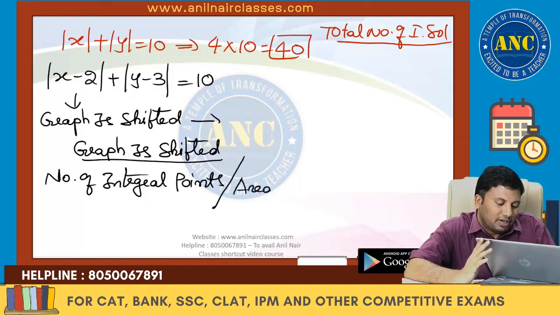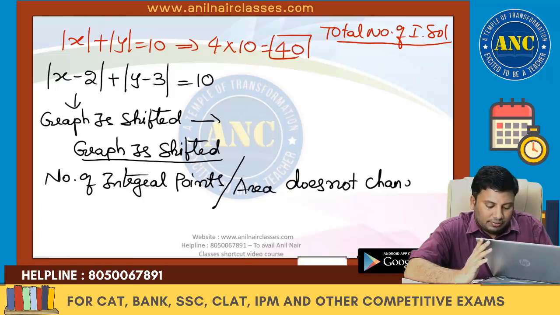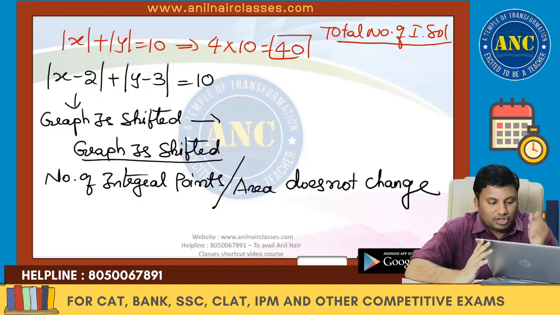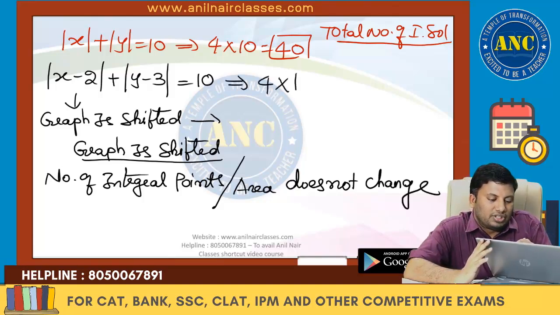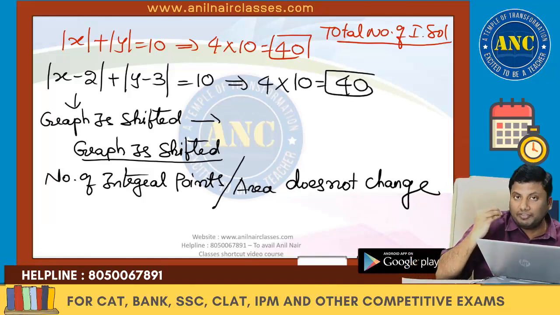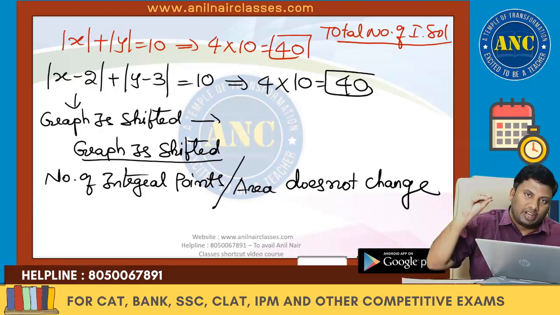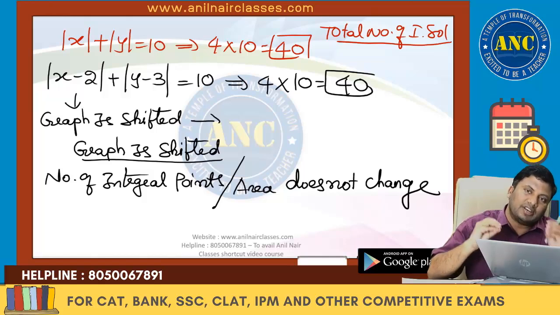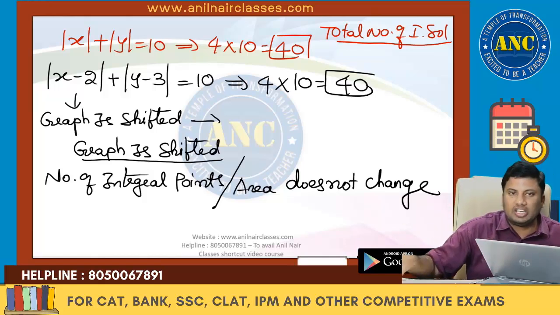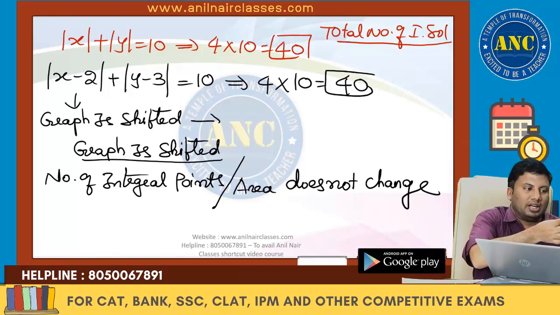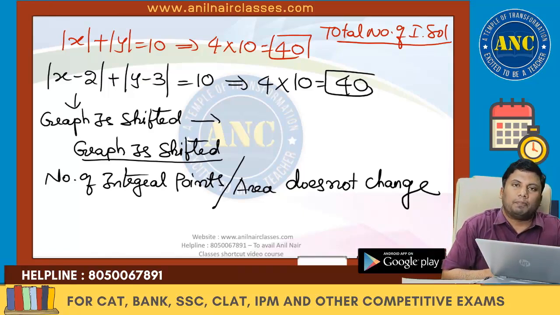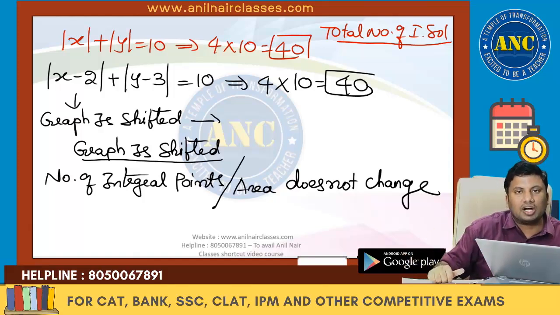area of the graph does not change. So the answer for this question is also 4 into 10, which is nothing but 40. I hope the idea is clear. When I say mod x plus mod y equivalent to 10, the graph is at the origin. Now it is shifted to 2 comma 3. If I shift this pen from one point to another point, the area of this cylindrical size of the pen does not change. Number of integral points does not change.